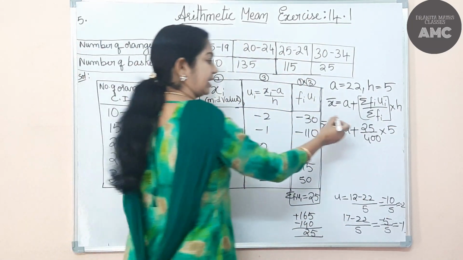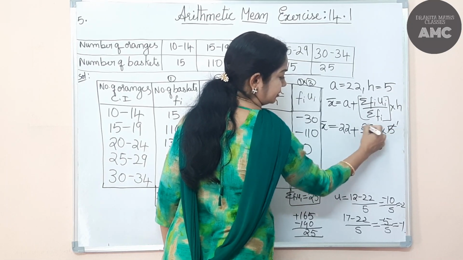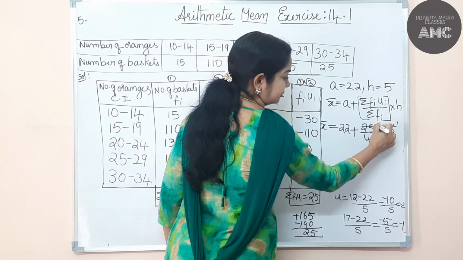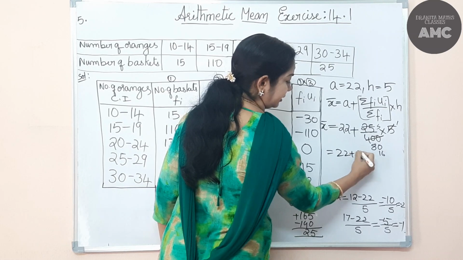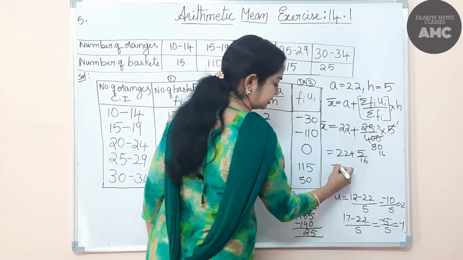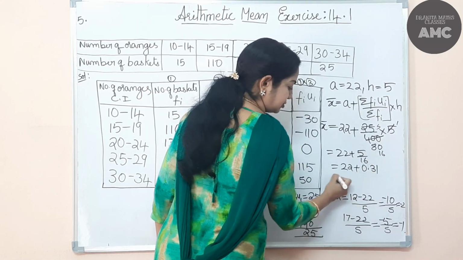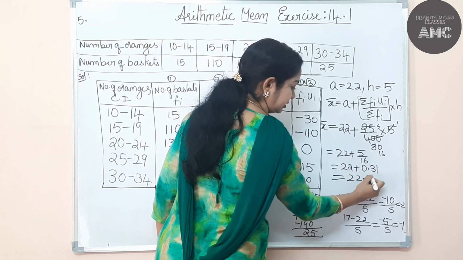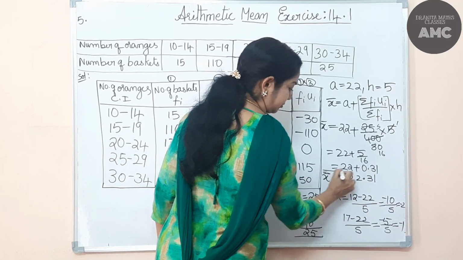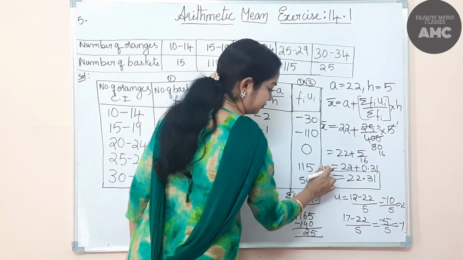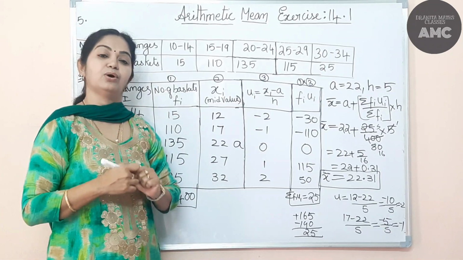Now you do the calculations here. Cancel it: 5 80s, 5 5s are 25, 5 16s are 80. So 5 by 16 comes to 22 plus 5 by 16. So this 22 plus the decimal here, you get 0.31. So the mean value is 22.31. This is the mean value found by the step deviation method. It's very simple if you work it out on your own.